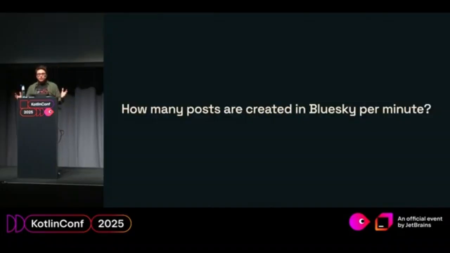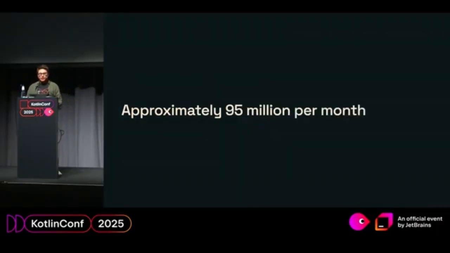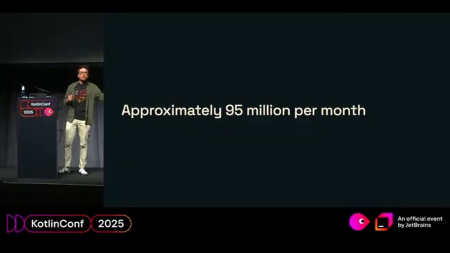Okay, and now I want to ask you, how many posts are created in Bluesky per minute? I don't want you to answer, I'm going to help you with that, because it's approximately 2,200. Right? It's not a lot, if you think about it, like a minute, 2,200, it's not substantial. But if you think about a month, for example, we're talking about 9.5 million posts per month today.